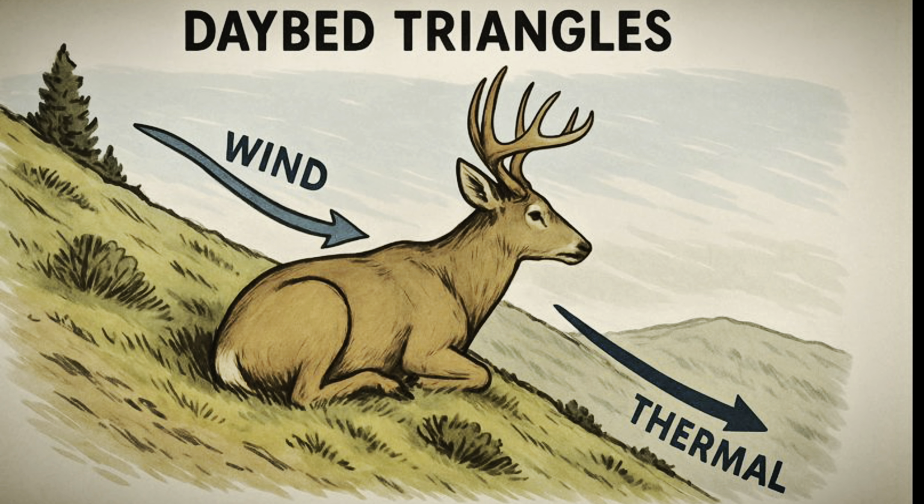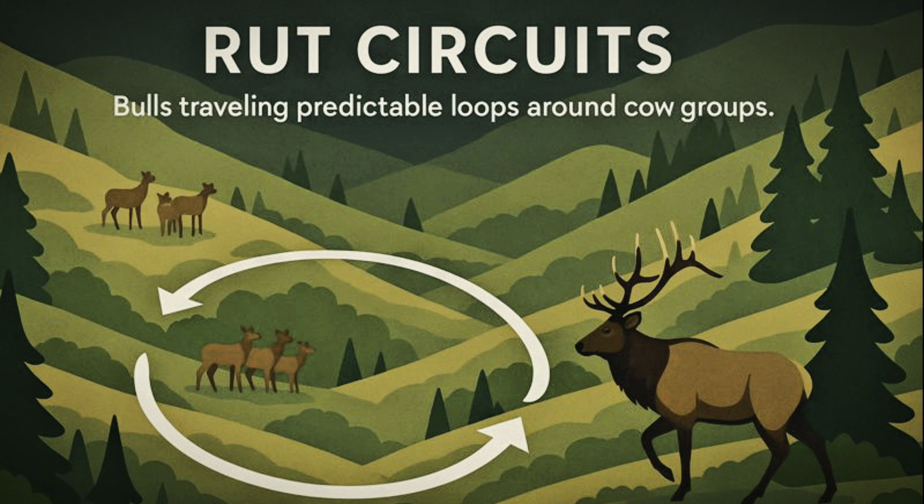Those are beds with wind at the back of the animal where they have visibility down slope, right? That's your classic elk bedding structure where they can watch the downhill slope, they've got the wind at their back, and they're probably going to have thermal advantage. Number 91 is rut circuits, and those are just predictable loops that bulls travel while checking cow groups. Those are perfect for calling setups.